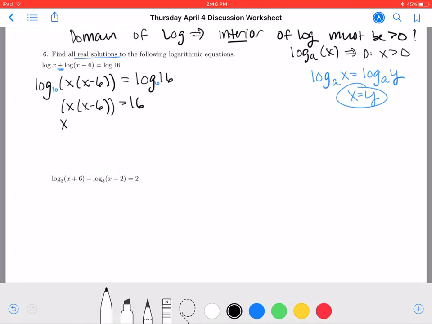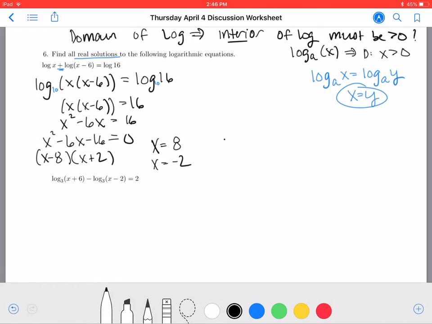Now, if I distribute the left side, I end up with x squared, quadratic. How do I solve quadratics? By factoring. I can't factor until I get a 0 on the other side of the equal sign. So I'm going to move the 16 over. And then this factors into x minus 8, x plus 2, which means my solutions, because I have 2 of them, are x is equal to 8 and x is equal to negative 2.